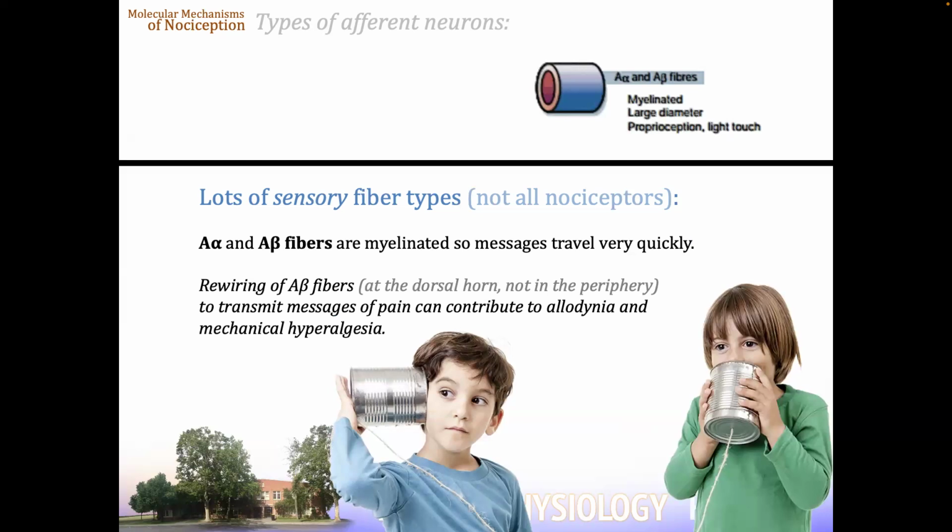The message that is transmitted from the periphery can be heard as something else. That's not what I said. I sent a message about proprioception, shaking or rubbing or whatever movement. I didn't say ouch, but the ouch is the message that ends up getting interpreted. So that's a rewiring at the dorsal root.